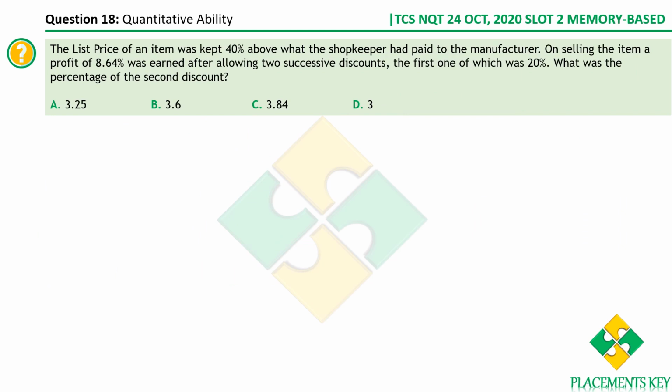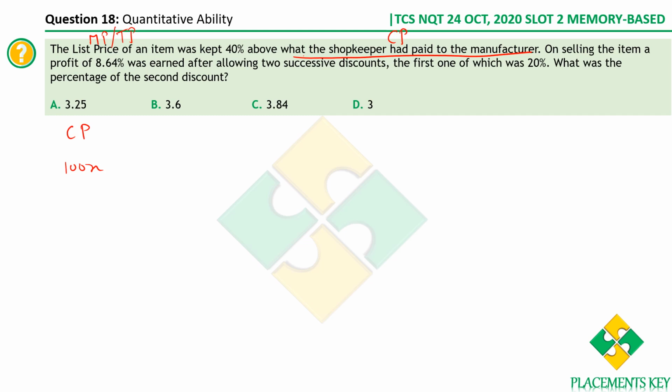Okay, the list price of an item, the list price or the market price or the tag price, all are the same. It was kept 40% above what the shopkeeper had paid to the manufacturer. What the shopkeeper paid to the manufacturer is the cost price to the shopkeeper, since he purchased it for that much from the manufacturer. So let me assume the cost price to be 100x.